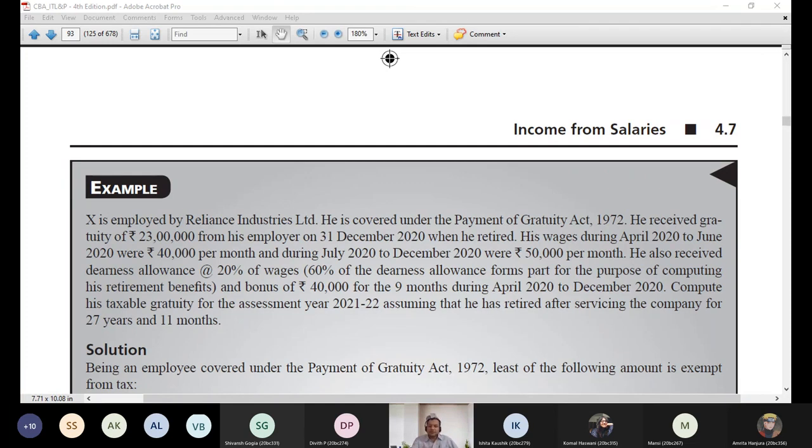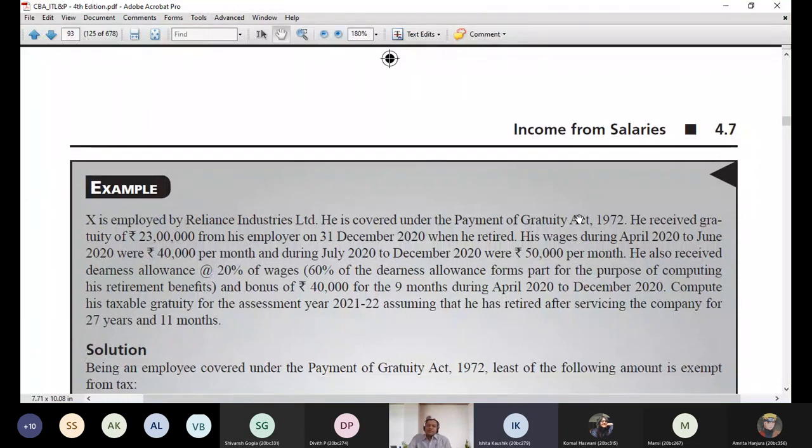Please raise your hand if you have taken this screenshot. Others, if you have not taken it, please take it. So most of you have taken this screenshot. Now let us discuss this example. Is it visible or not? Is the screen still visible? Yes, sir, the example is still visible.